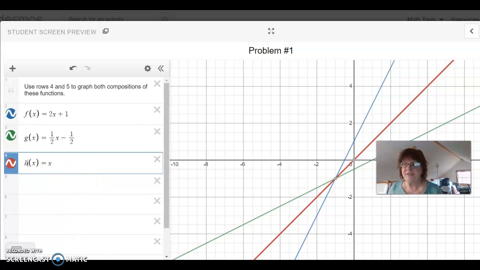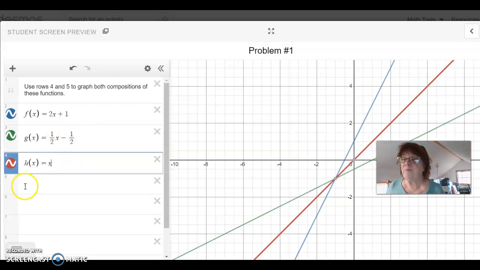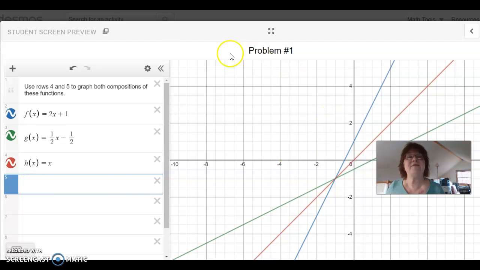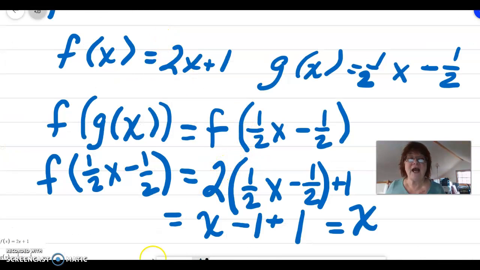So now you should do the same thing on paper. You should do the same work that I did, except do it in the opposite direction. Do g of f of x, and then when you get that equation, you're going to go back here and put that on line 5, okay? And then when you're all done with that, you click next, and then you just keep going, and it's very similar. Okay, I hope this helped.